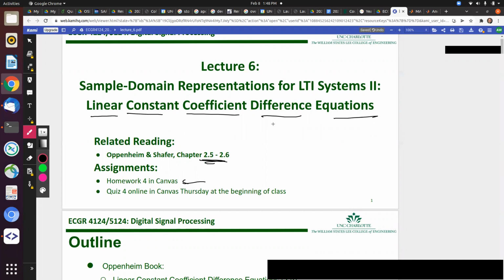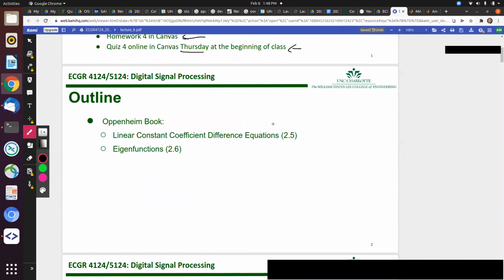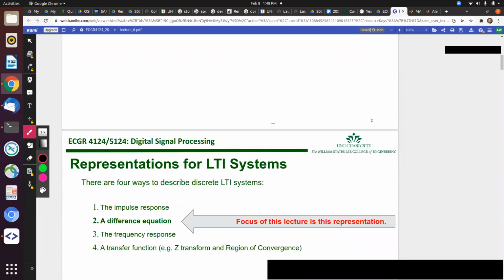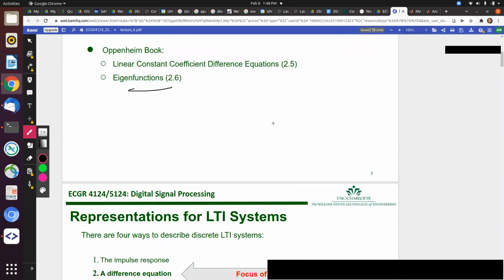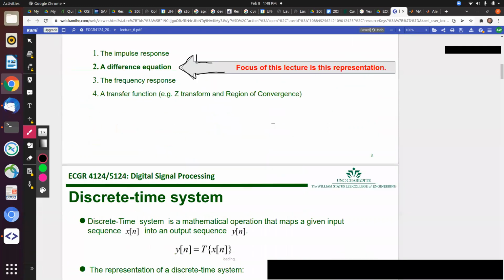And of course, we're already working on this and we'll have this shortly. There is a subject of eigenfunctions as well that we want to talk about, but really the technical skill we want is difference equations. We're focusing on that for this lecture.